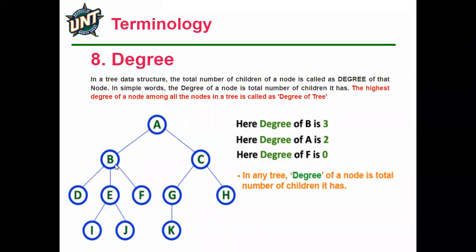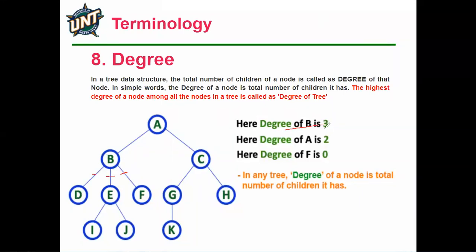What about B? B has 1, 2, 3 children. You can easily understand here. So B has 1, 2, 3 children. The total number of children is 3. That's why the degree of B is 3. Likewise, you can understand what the degree of H is here. H doesn't have any children. That's why it has a degree value of 0. So this is the concept of degree of node.